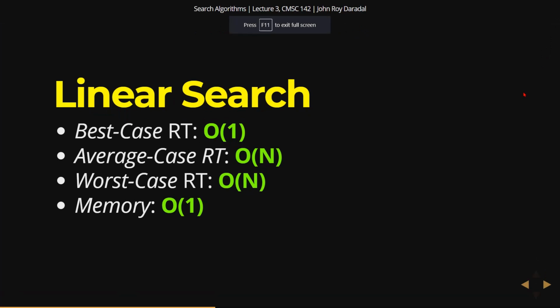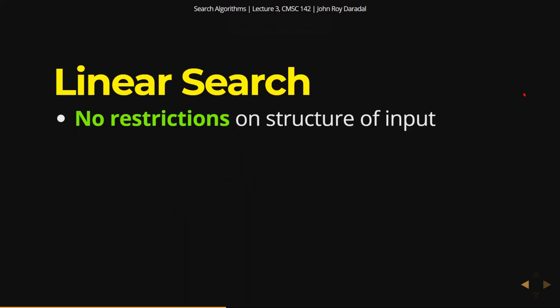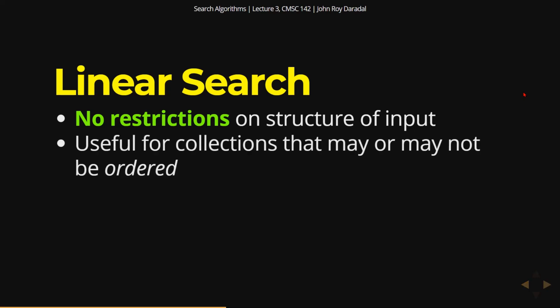So no extra memory needed. Okay? So that's linear search. Another advantage of linear search is it doesn't put restrictions on the structure of the input, unlike the next two algorithms that we'll discuss. So it doesn't matter if it's ordered or sorted or not. Linear search will work just fine because anyway you're just going through it one by one, right? So it's useful for collections that may or may not be ordered or sorted, okay? Because it doesn't put restrictions on the structure of the input.